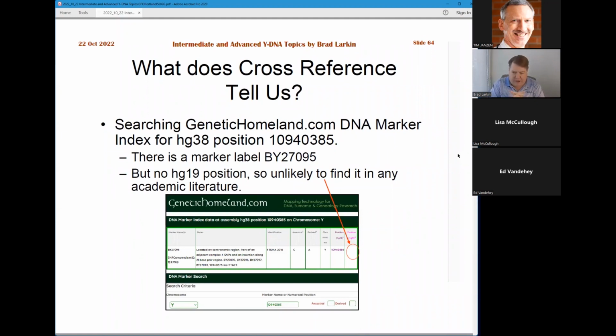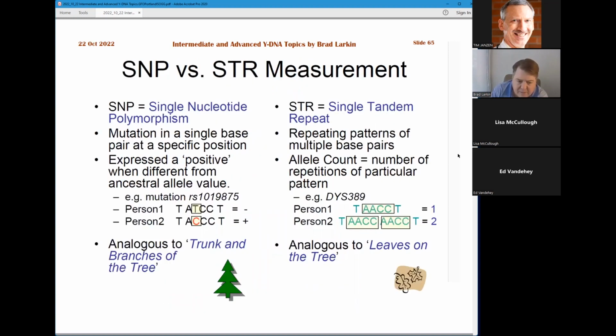So now, talking about cross-reference at genetichomeland.com, I call it the DNA marker index, because we can search by marker name or by position. If we search by position here, we see that there's a marker called BY-27095. In this case, there's no assembly 19 position. Most positions are conserved from one assembly to another, but sometimes they're not. And so this one, we're not going to probably find it in academic literature because it simply didn't exist in that assembly.